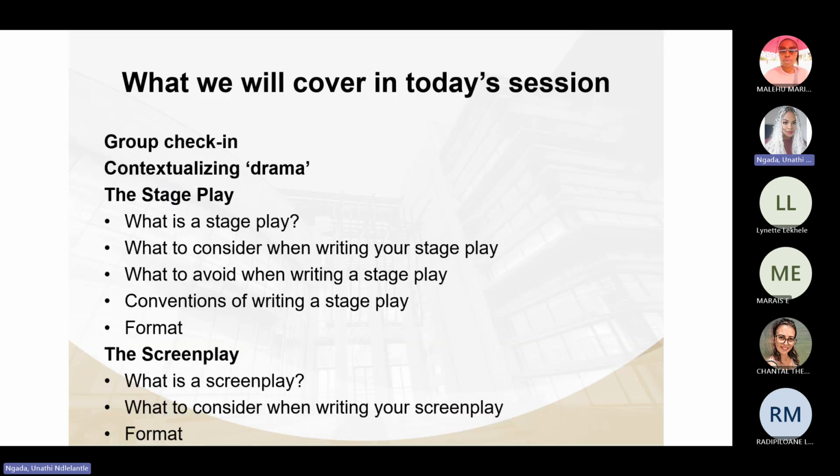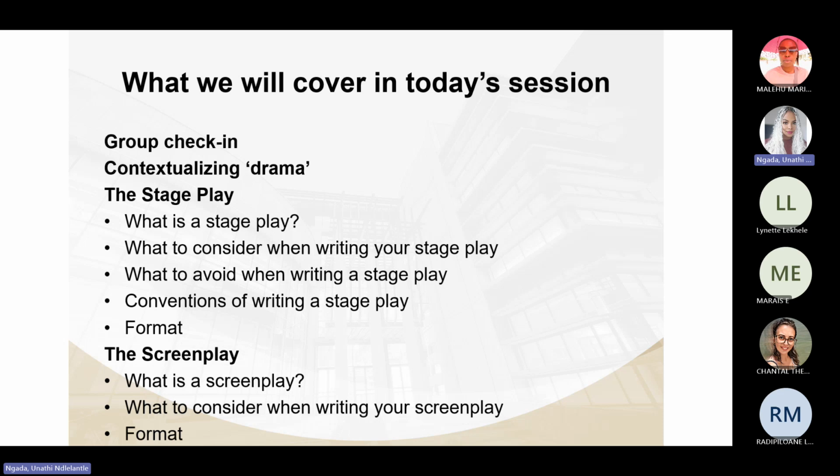What we are going to be covering in today's session is that I'm going to do my group check-in with you all to see how the week has been. Then we're going to talk about what drama is, what a stage play is, and when you write a stage play, what you need to consider. What are the important components that you must consider when devising a play? Also, we are going to look at common mistakes to avoid when writing a stage play. Then we're going to look at the conventions of writing a stage play as well as the format.